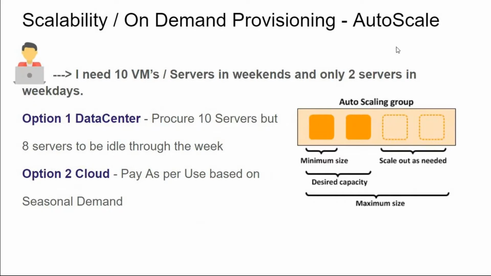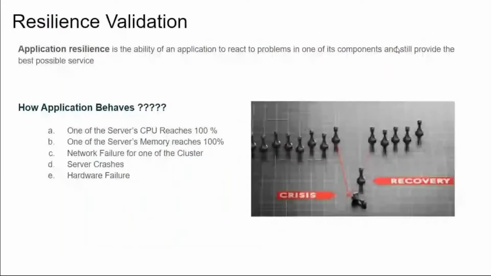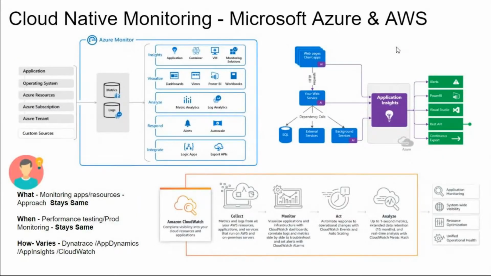So what is scalability? What is on-demand provisioning? What is auto scaling? And during auto scaling, what happens exactly? And what are the various additional scenarios we may have to bring in from an auto scaling perspective? And we'll also try to learn the basics about resiliency validation in cloud. Okay, and what are the various monitoring tools available in the cloud, for Azure and AWS.